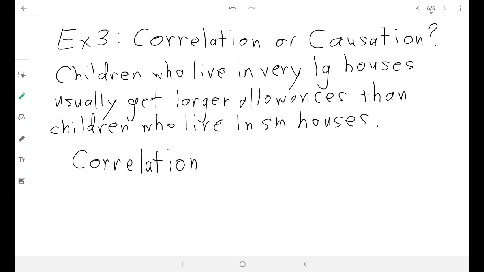Correlation is something that usually happens. Causation is something that always happens. So if you can put in the word usually, then it's correlation. If you can put in the word always or every time, then you're talking causation. All right? Those are the notes for section 12.1. Thank you.